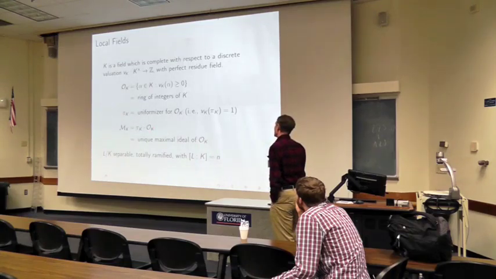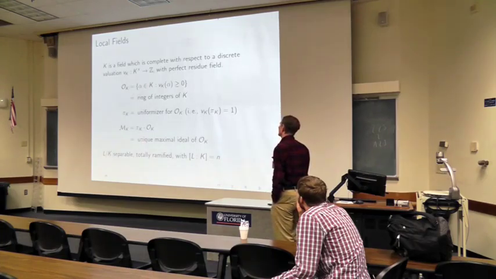And then, in addition to that, I want to have a finite separable extension of K, which I'm going to call L. And to say it's totally ramified means that the residue field of L, which is O sub L mod M sub L, is isomorphic to the residue field of K, which is O sub K mod M sub K. Okay, so anyways, that's the basic notation.